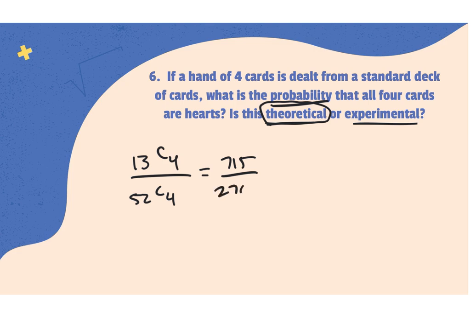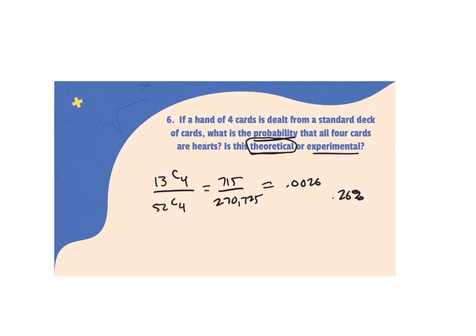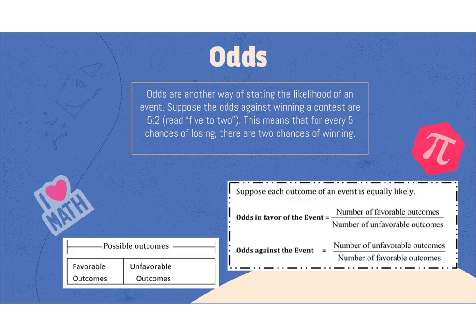You have 270,725. And then that's going to be 0.0026. So 0.26%, which is not 26%. That's 0.26%. That's pretty rare. Okay? If I got any problem anywhere. Nope. All right.